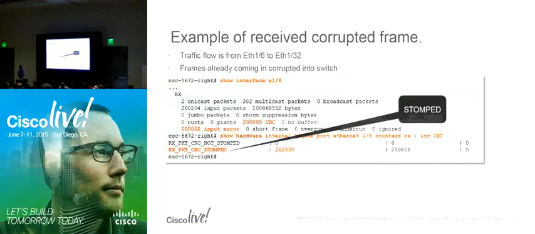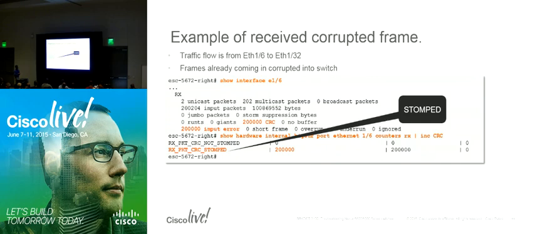So, at a high level, stomped means some cut-through device in the network took a good packet and made it into a bad packet. There are some conditions where we can have that operation, but we're going to cover that in the next couple of slides. In this case, I had another Nexus 5K connected to 1/6, and he took a good packet and made it into a bad CRC packet, so that's why it's counted as stomped.